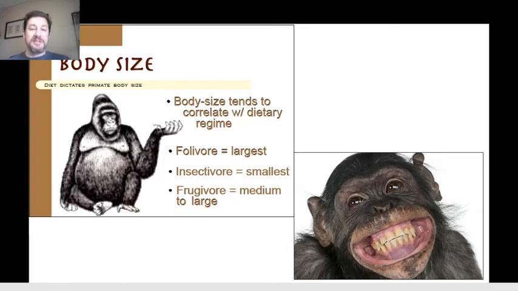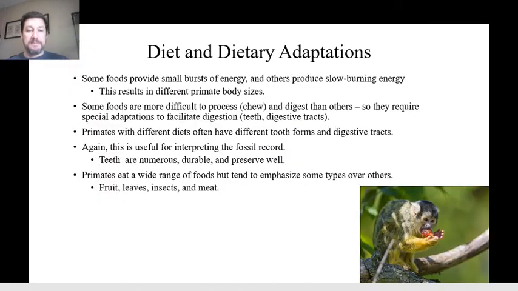So in primates, what we see is that folivores, leaf eaters, are the largest individuals. Insectivores, insect eaters, tend to be the smallest, and frugivores, fruit eaters, sit somewhere in the middle. So why is that? Because different kinds of food have different kinds of energy profiles, right? If you eat an energy bar, that's very different from eating a salad in terms of what it gives you based on the amount of time you spend preparing and eating it. And so for primates, since they have a wider range of diets, that results in different body sizes.